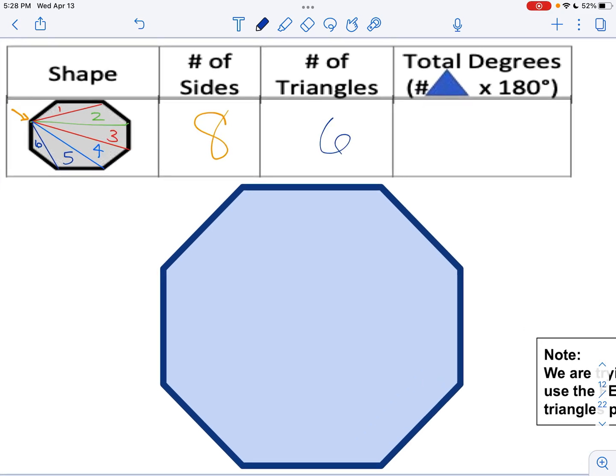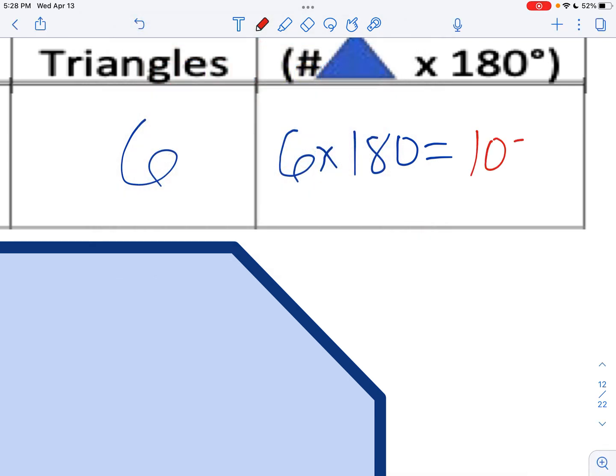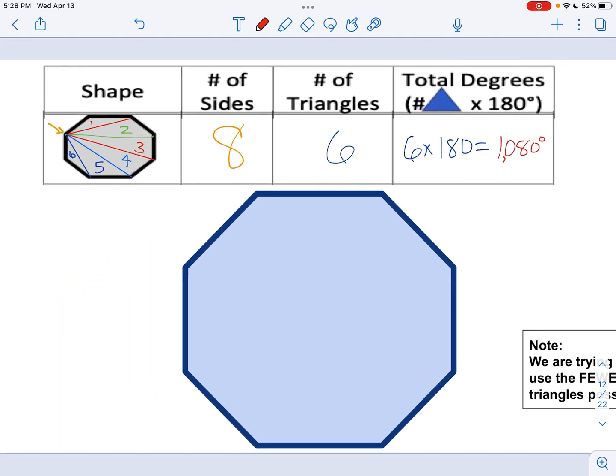6 triangles, so that's 6 times 180 degrees equals. Use your calculator. 1,080 degrees. Wow, that's a lot of them. I don't know what each one of these is, although these all look kind of like they're the same. So maybe each one of those is 1,080 divided by 8, right? I don't know what each one is, but if I added them all together, I'd get 1,080. We're almost done. Stay with me.